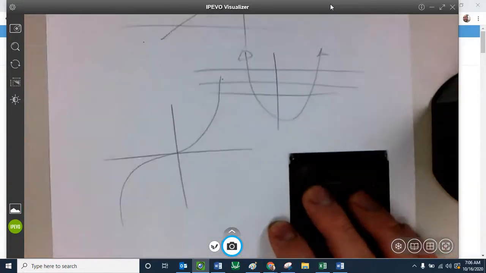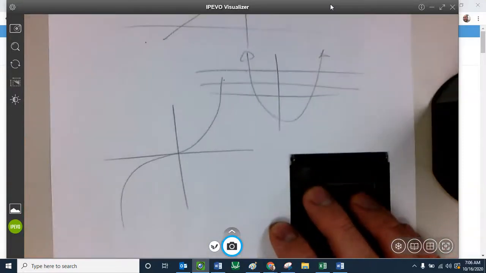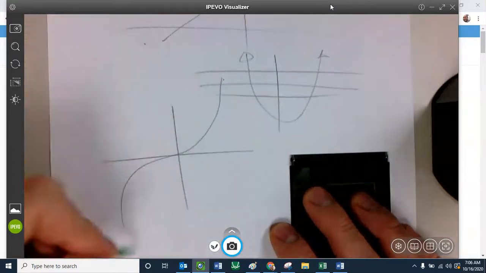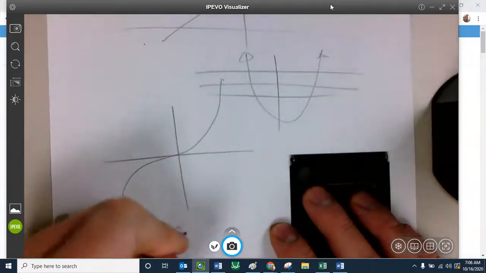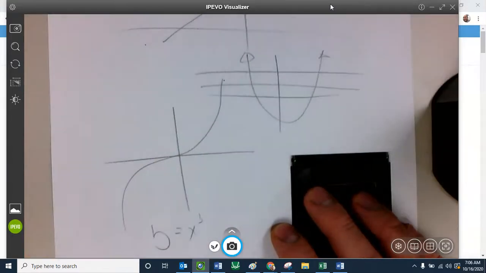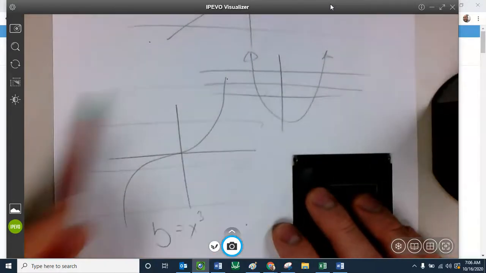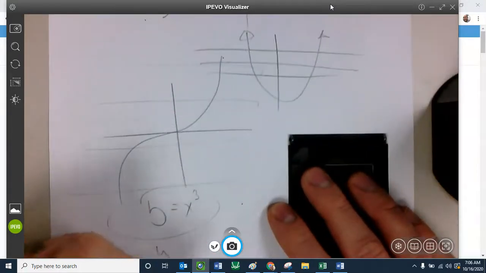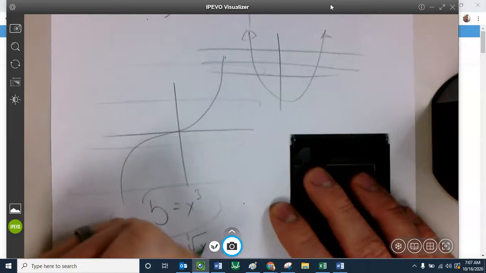How about a cubic? That's y equals x cubed. Is it a function? Yes. Passes the vertical line test. Does it have an inverse? Yes. It passes the horizontal line test. And the inverse would actually be y equals the cube root of x.